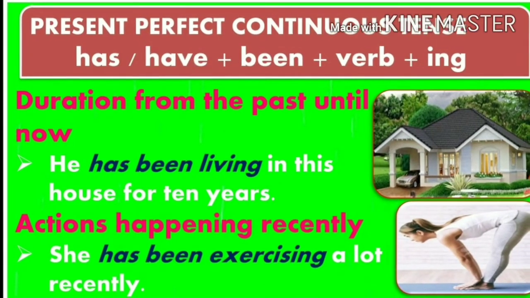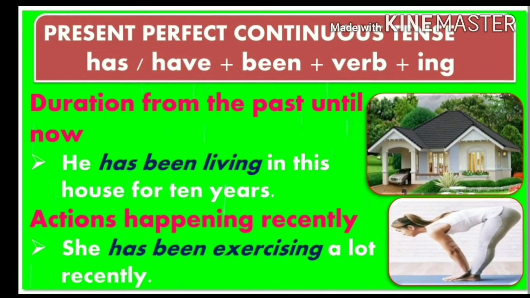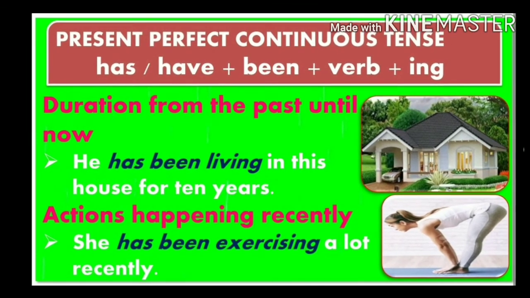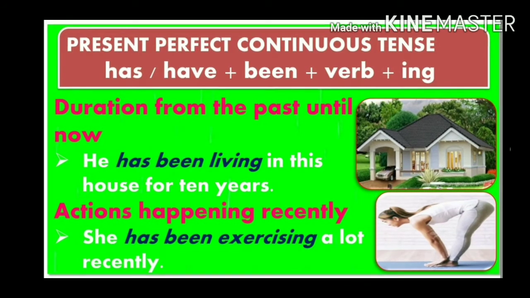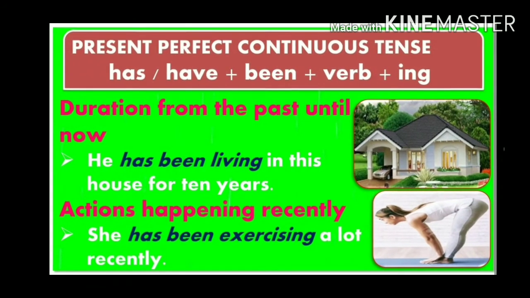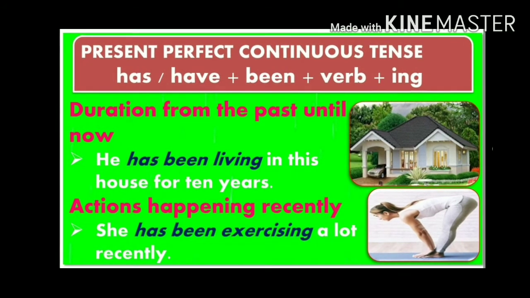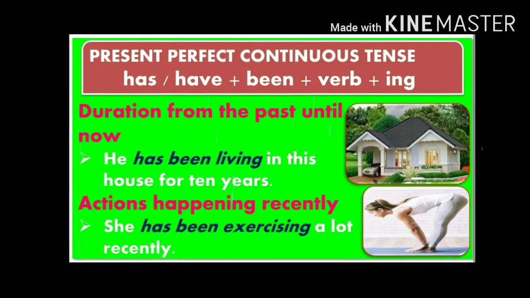Now we see present perfect continuous tense. The present perfect continuous tense represents the work which started in the past and is still running. The verb form used for the present perfect continuous tense is have or has plus been plus verb plus ing.